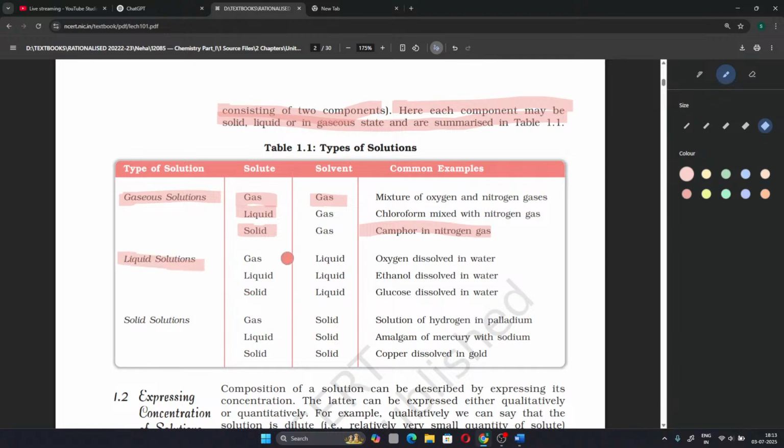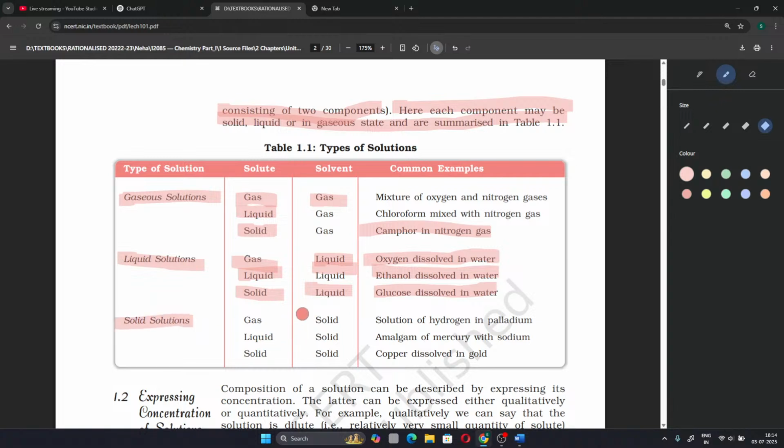And liquid solutions: the solvent is liquid. The solute can be gas, in case of oxygen or carbon dioxide dissolved in water. In case of liquid in liquid, ethanol dissolved in water, basically an alcohol which is dissolved in water. And solid plus liquid, which we can take as glucose dissolved in water, or NaCl, salt plus water, sugar plus water, glucose plus water, etc.